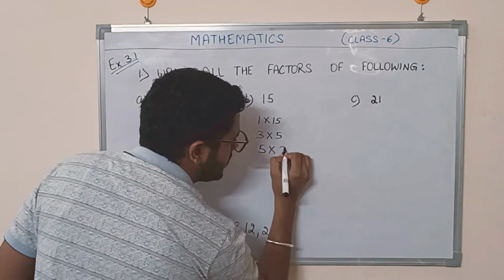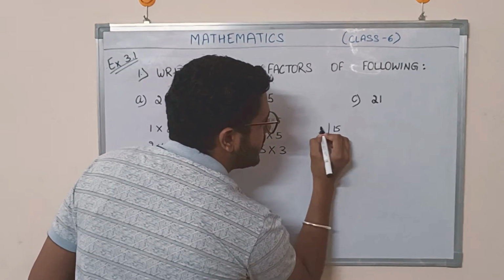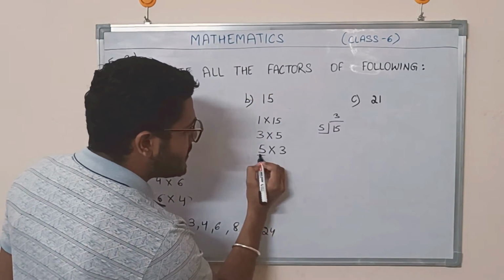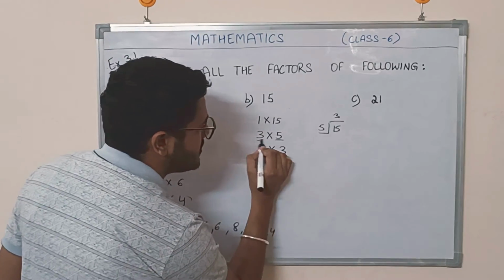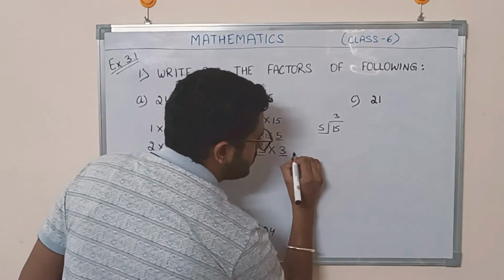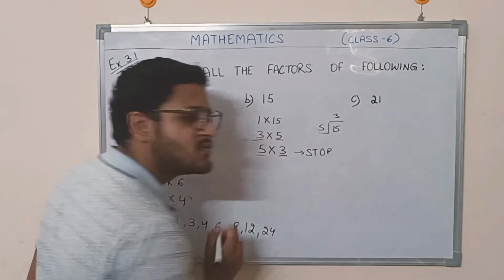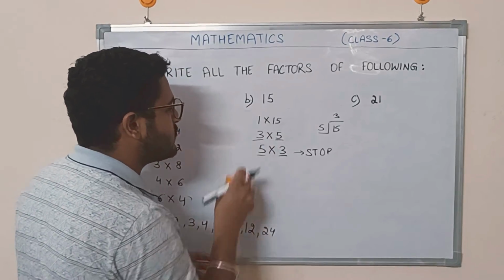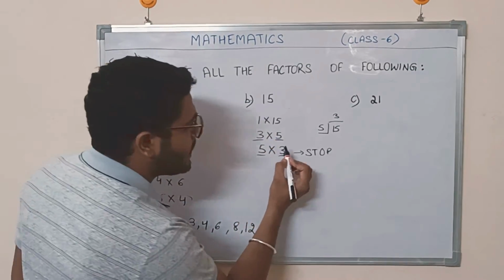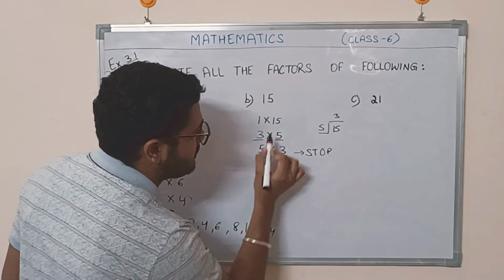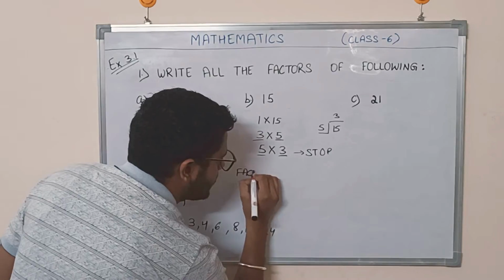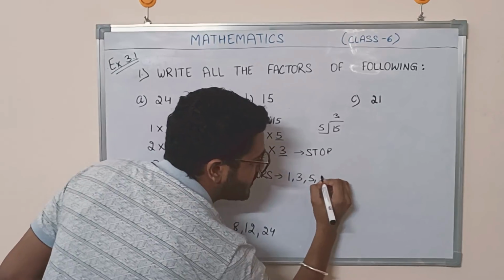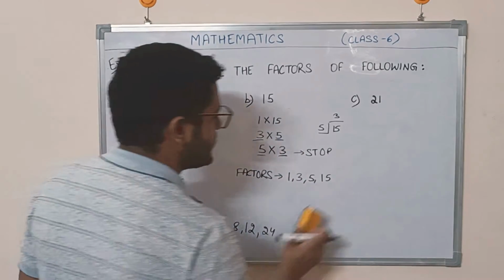Then 5. When we do 15 divided by 5, we will get 5 into 3. But see, 5 we have already. 3 is also there, right? So our factors are repeating. So what will we do? We will stop, right? So now let's combine. Let's write all the factors. What we have got: 1, 3, 5 and 15. So the factors are 1, 3, 5 and 15, right?